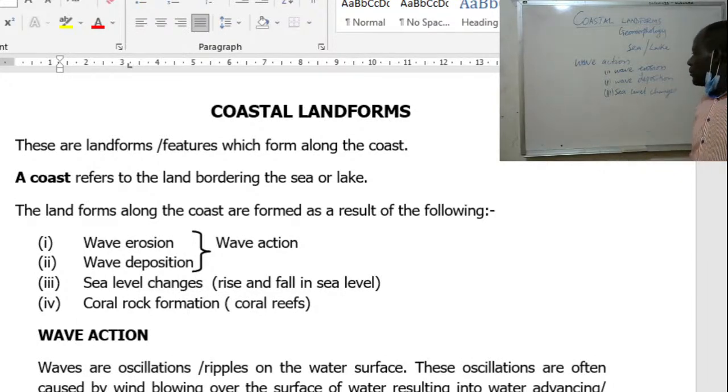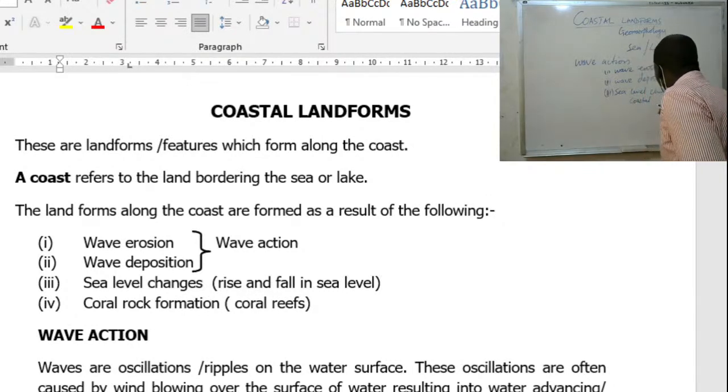And during some instances, you will find that areas along the coast, that land bordering the sea or the lake, that were formerly underwater may eventually appear above the water. Why? Because the water levels have gone down. So there is a fall in the water level or a rise in the water level. So those two are termed as sea level changes. So sea level changes refer to rise or fall in the water levels within the sea or the lake in relation to the coast. So that process also influences or leads to the formation of landforms along the coast. We shall be talking about landforms of coastal emergence.